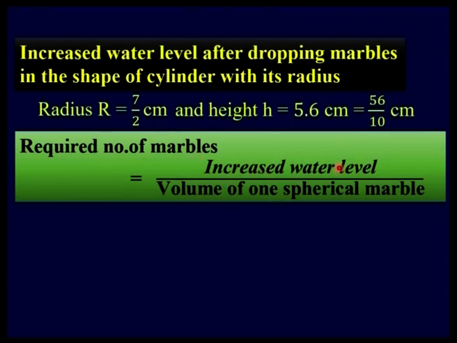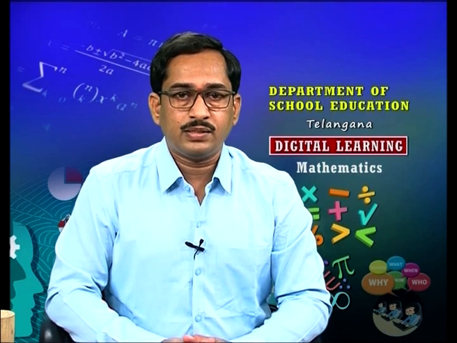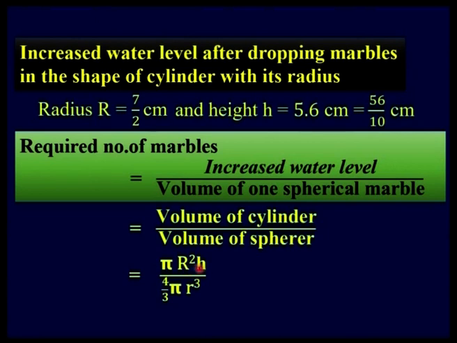Here the increased water level is in the form of a cylinder, and the spherical marble is in the form of a sphere. Now, children, what is the formula of volume of a cylinder and the volume of a sphere? The volume of a cylinder is pi r square h and the volume of a sphere is 4/3 pi r cube. So pi r square h by 4/3 pi r cube. Pi gets cancelled, so here r square h by 4/3 r cube. Now, children, substitute the values.